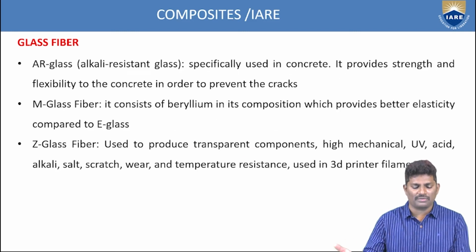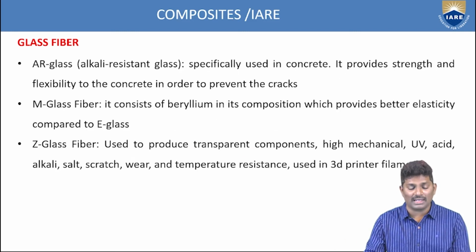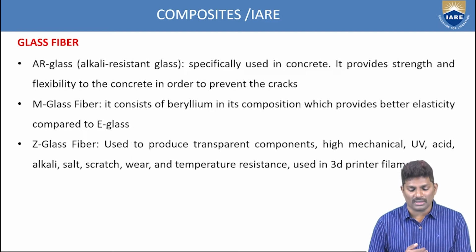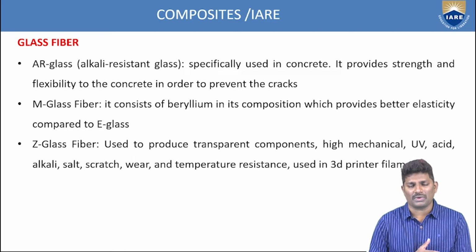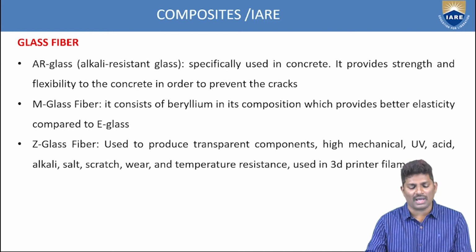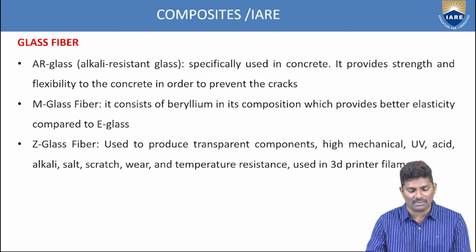And another type of glass reinforced, you have alkali resistance. So specifically it is used in concrete. It provides strength and flexibility to the concrete in order to prevent cracks. So that's what, if you know the end application. If you want to avoid or prevent cracks in a structural thing, you can use this type of alkali resistance glass. Next one is M glass fiber.